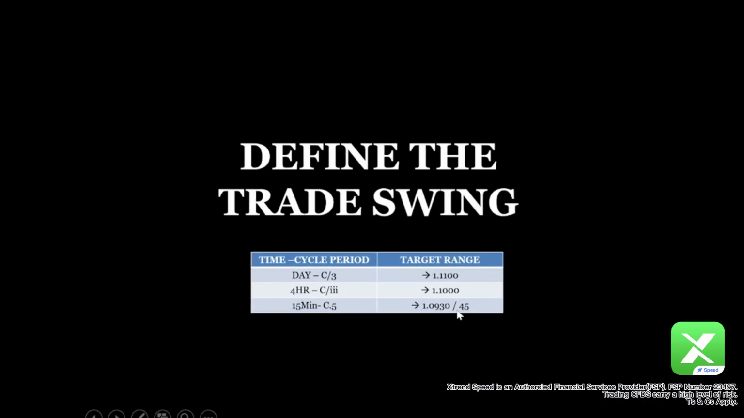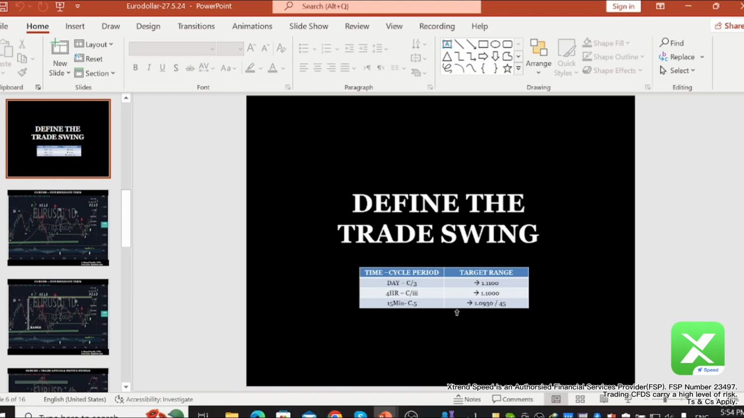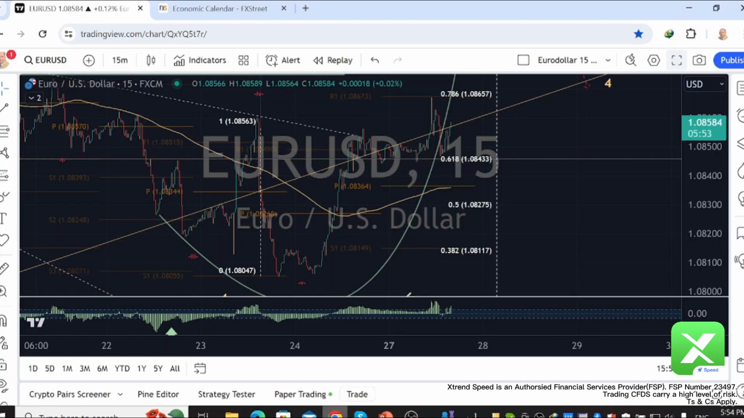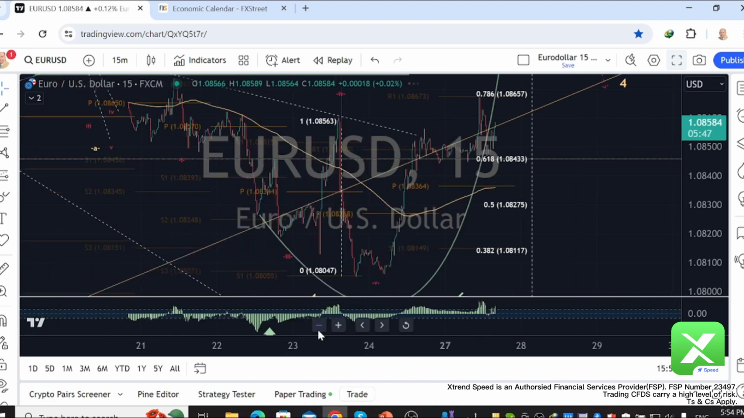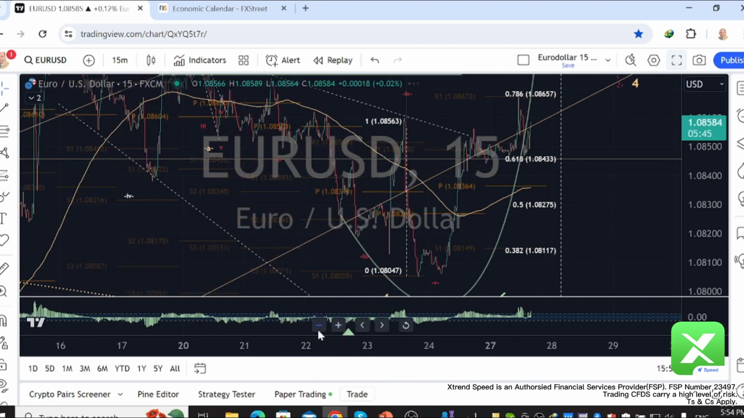Targets that we're showing here, 1.0930, 1.0945. Of course, if we are trading longing sterling dollar, then we stand out of euro dollar. It's either one or the other. Trading both at the same time would just mean that we are aggravating risk.